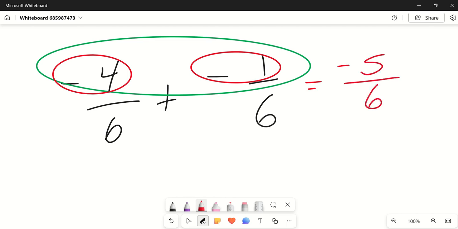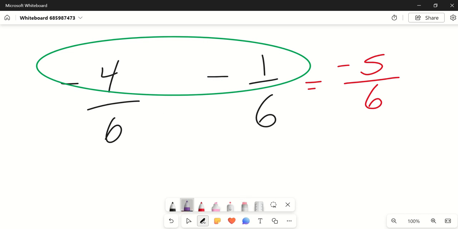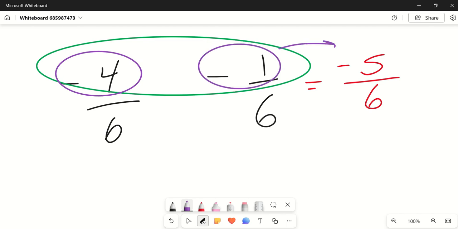The same ideas that we learned last chapter, and this is why I told you guys it was so important to keep our notebooks from last chapter, because we're going to deal with these things again. So again, when you have a negative plus a negative, we can just get rid of the plus. It'll be negative 4 minus 1, which will give us negative 5. So our answer to this one is negative 5/6. 5 and 6 don't have any common factors, therefore it is simplified.